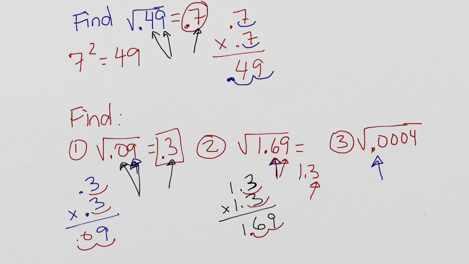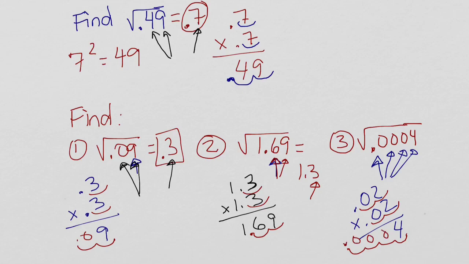So let's use that same logic over here for the 0.0004. There are 4 digits after the decimal point inside the radical. What if we followed the same pattern and took half of them on the outside of the radical? Let's try 0.02 times 0.02. What happens? 2 times 2 is 4. I have to count how many decimal spaces I need to move that decimal point. 1, 2, 3, 4.